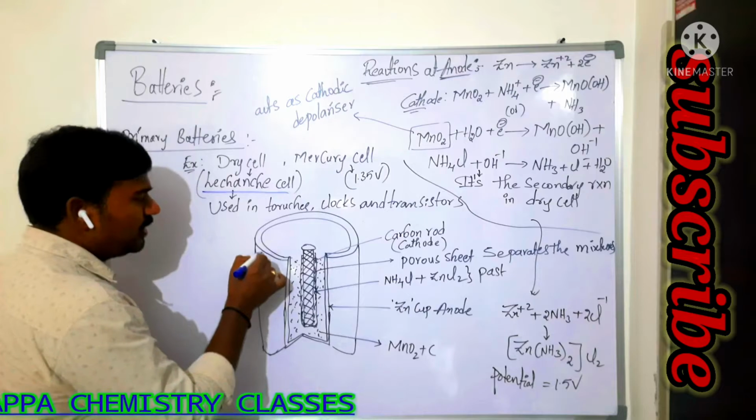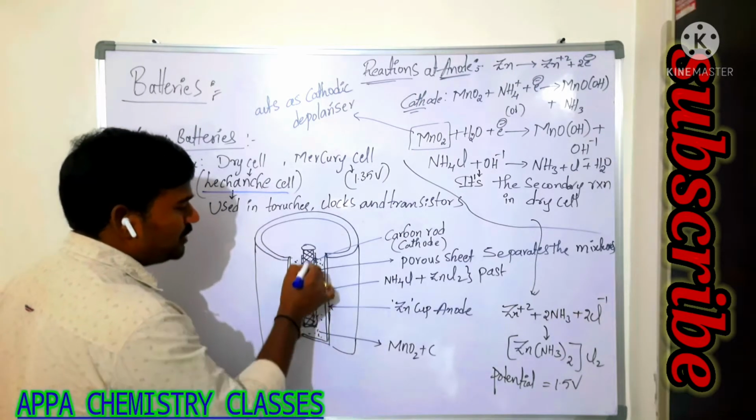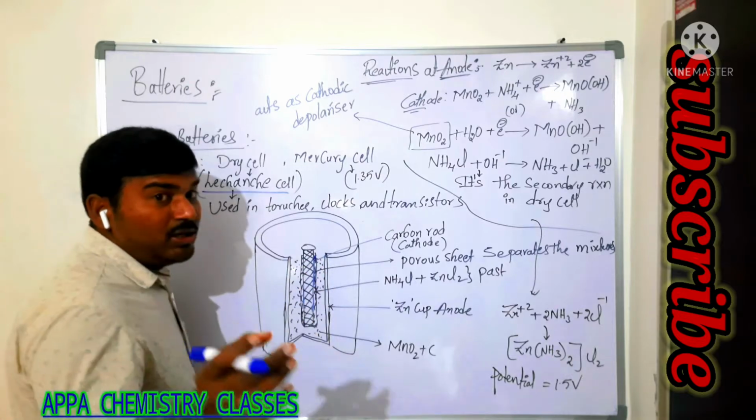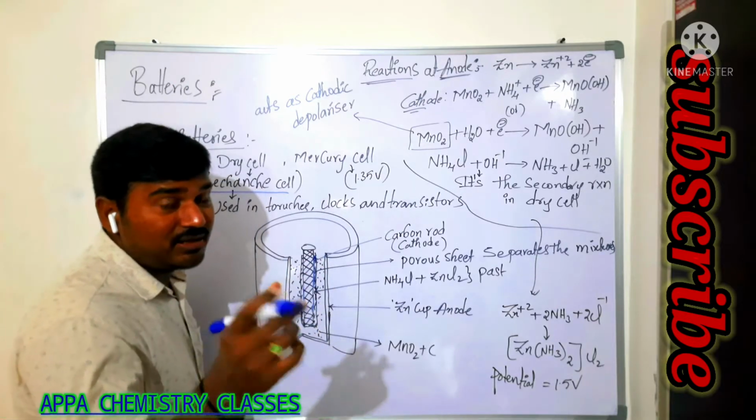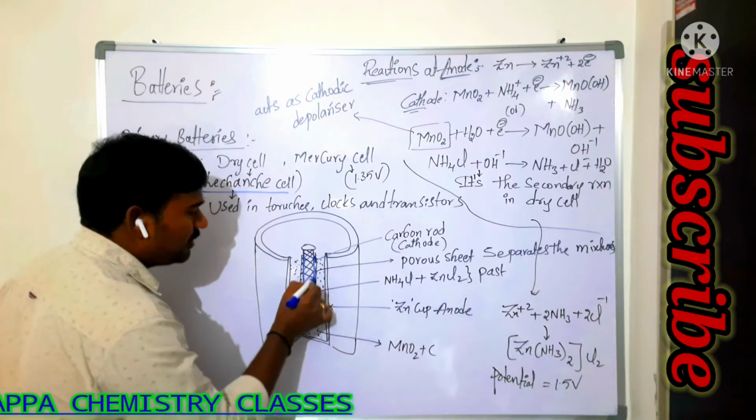Just you see here. This dry cell contains water. One carbon rod will be there, that is what we call a graphite rod. When you break the dry cell which is present in a torchlight, you will find it easily. That is the graphite rod, the carbon rod.